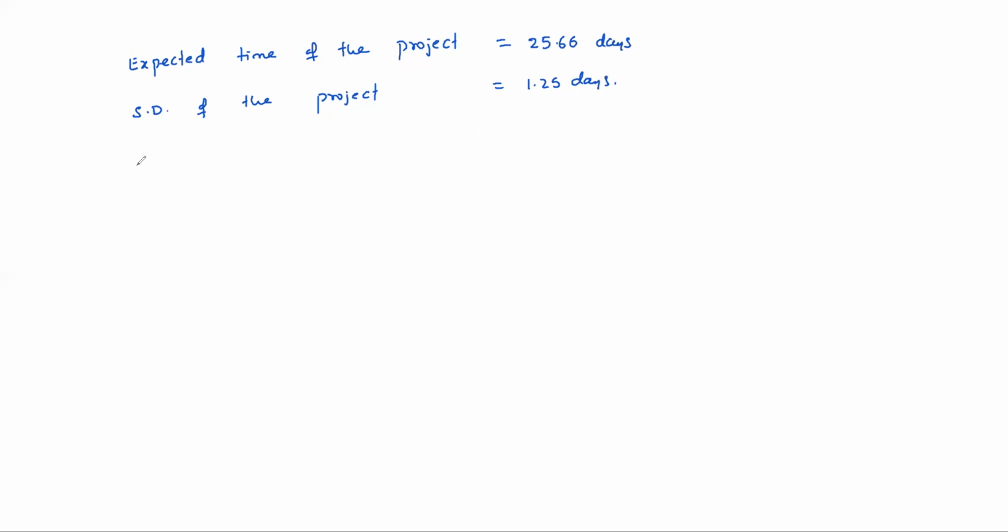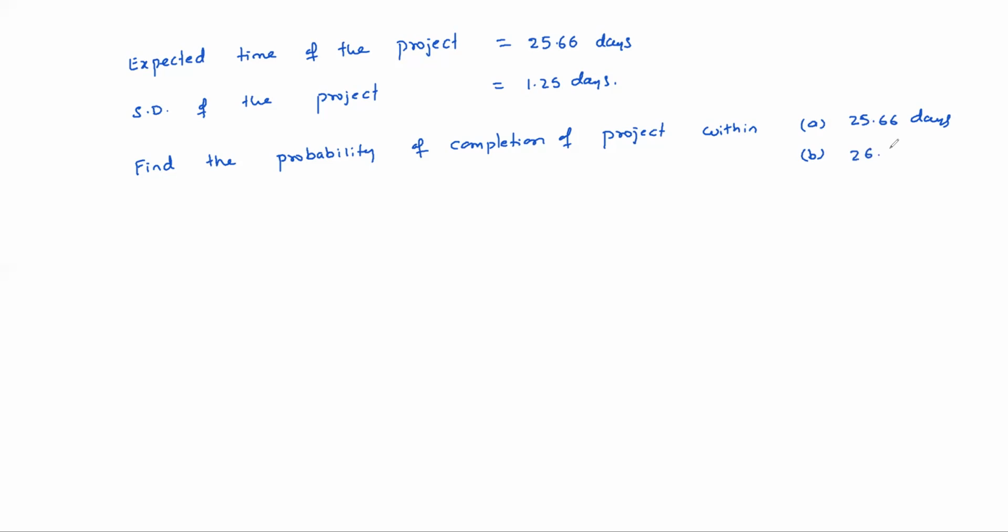Find the probability of completion of the project within A, 25.66 days; B, 26.91 days; C, 25.66 minus 1.25, that is 24.41 days.